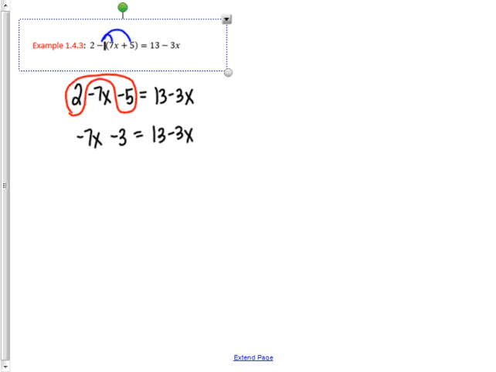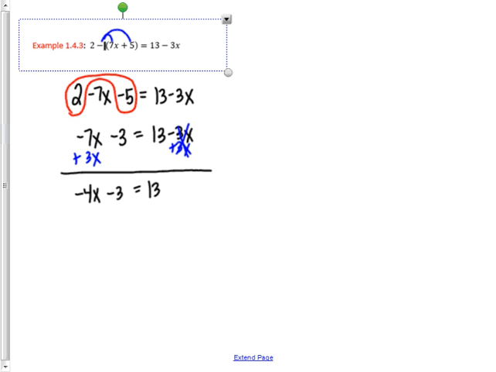Now, each side is as simple as it'll go. Now I am ready to move. So let's move our x's to the left. I'm going to move that negative 3x, so I'm going to add it. So I'm left with a negative 4x, bring down my negative 3 equals 13.